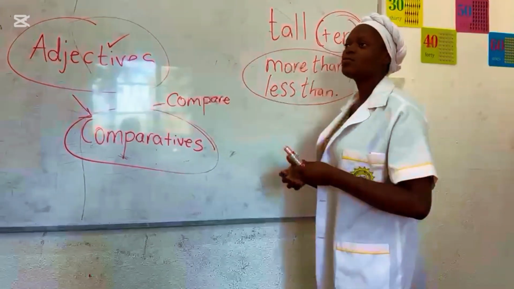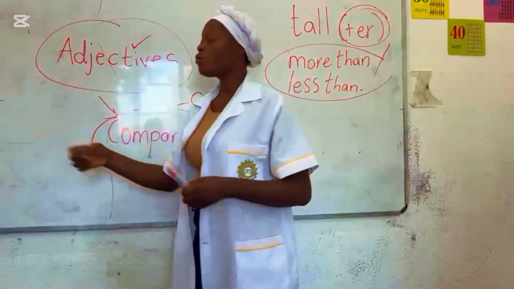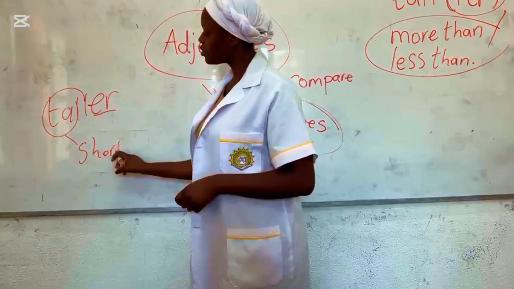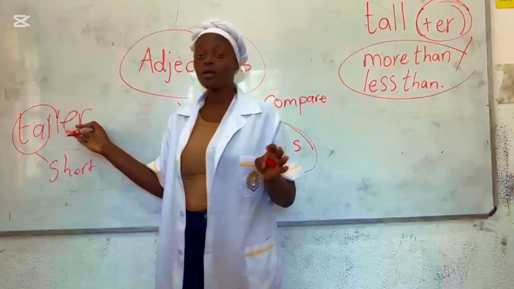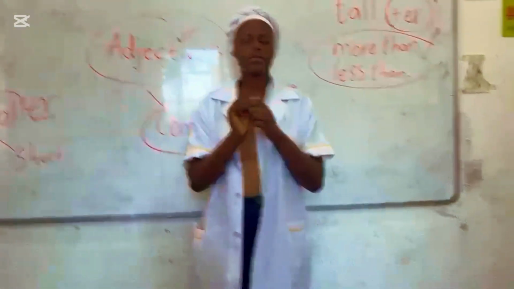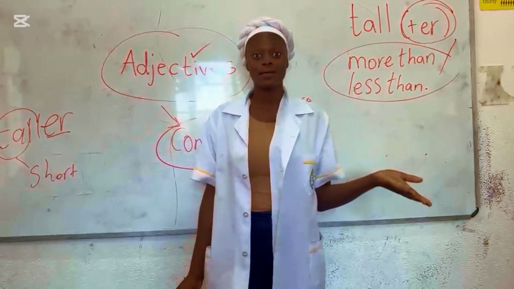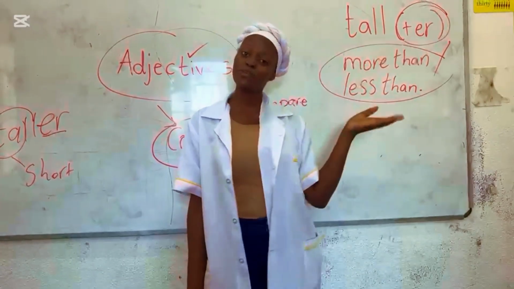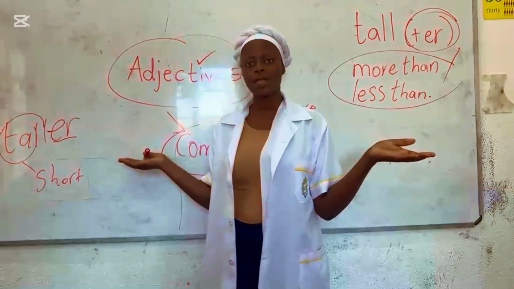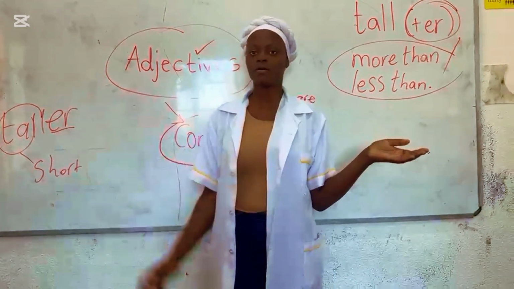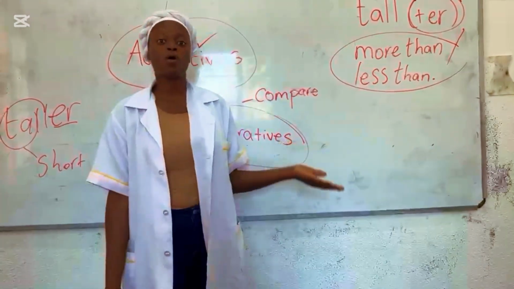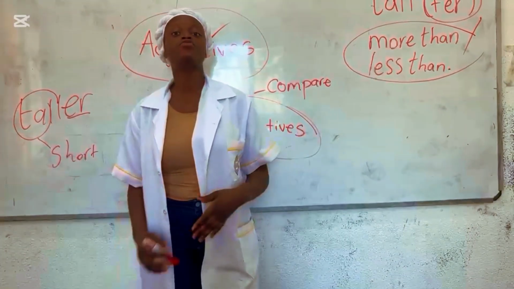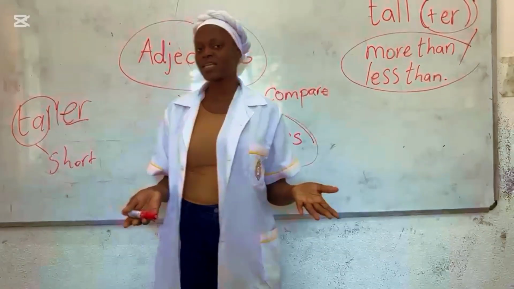There are words which you cannot add ER. We only add ER when these words are short. For example, we have big. So, big, do we use more big or do we use bigger? We use bigger because we add ER, okay? We also have small. You add ER to small and it gives you smaller. So it basically works like that.